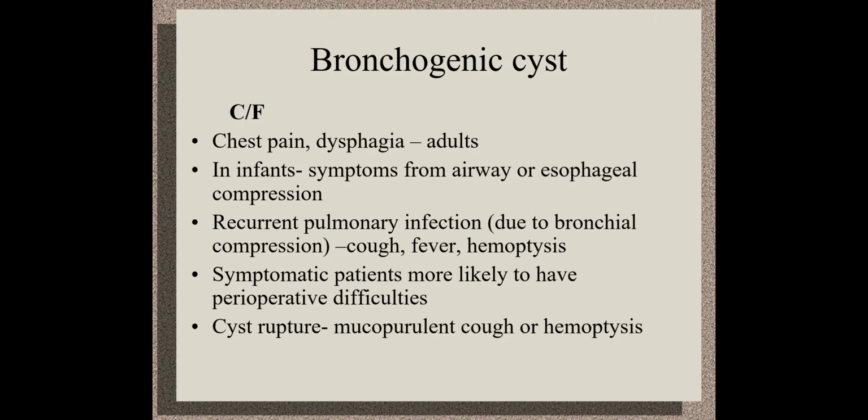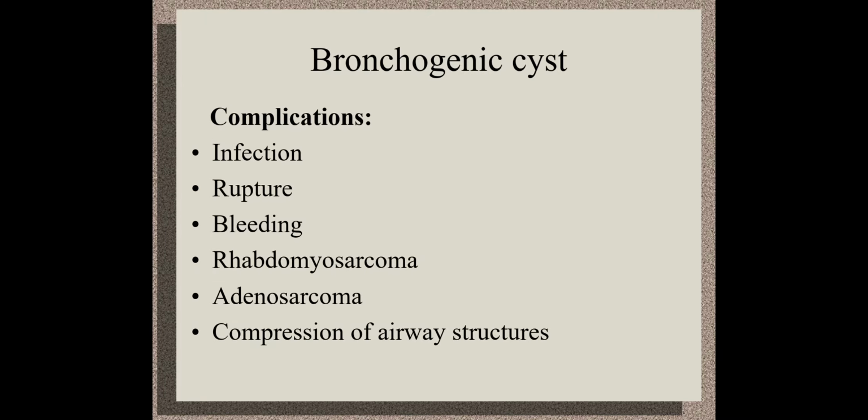Bronchogenic cyst causes chest pain and dysphagia in adults. In infants, symptoms come from airway or esophageal compression. Recurrent pulmonary infection due to bronchial compression. Symptomatic patients are more likely to have perioperative difficulty. Rupture of the cyst causes mucopurulent cough or hemoptysis. Complications: infection, rupture, bleeding, adenocarcinoma, compression of the airway.